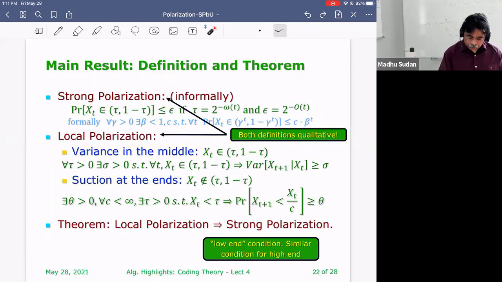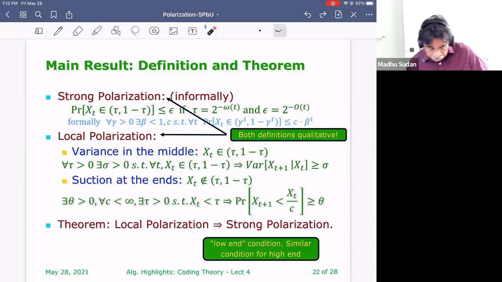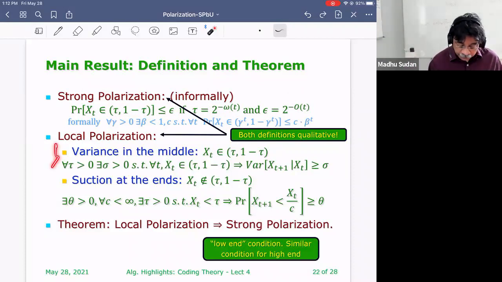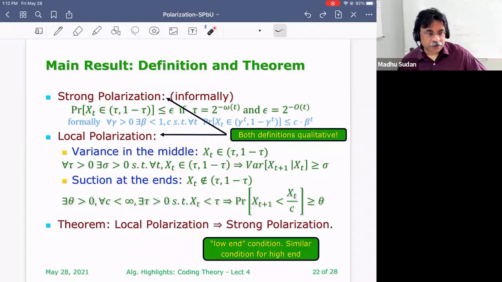And these are formal statements about what we want to happen after many steps. The probability that you are between these two boundaries is extremely small. So when you pick this tau to be much smaller than exponential in t, the probability that you're not that close to the boundaries is still exponentially small in t. That's what we want to prove. On the other hand, what we see is what happens after one step. And what do we see after one step?